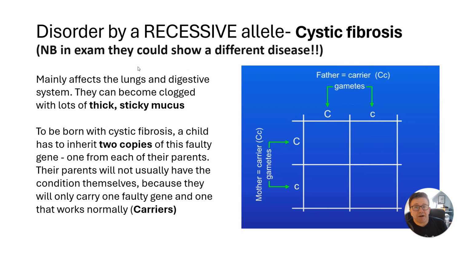Recessive alleles, so cystic fibrosis, they could show a different one again. I always teach my students thick, sticky mucus, basically. That's the symptom, and it clogs up the lungs and digestive system, and causes infertility as well. You've got to inherit two copies of the recessive gene. In this case, the parents each have one allele that causes cystic fibrosis, so these parents are called carriers. They don't have the symptoms, but they do carry the mutated allele.